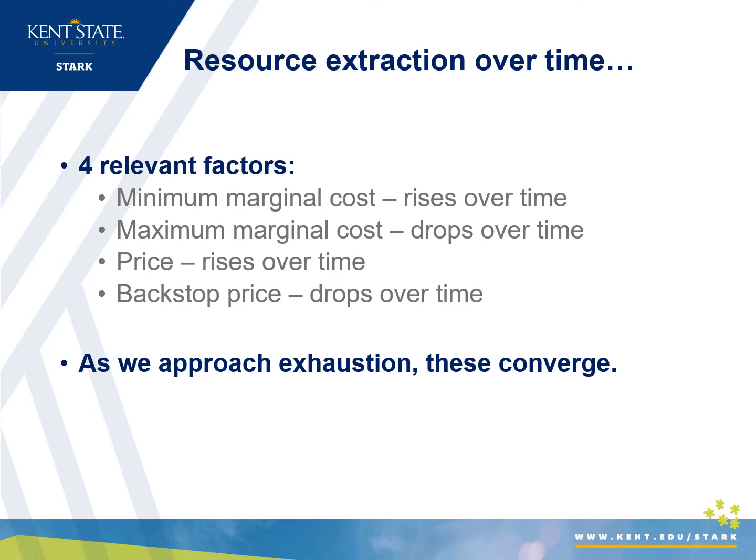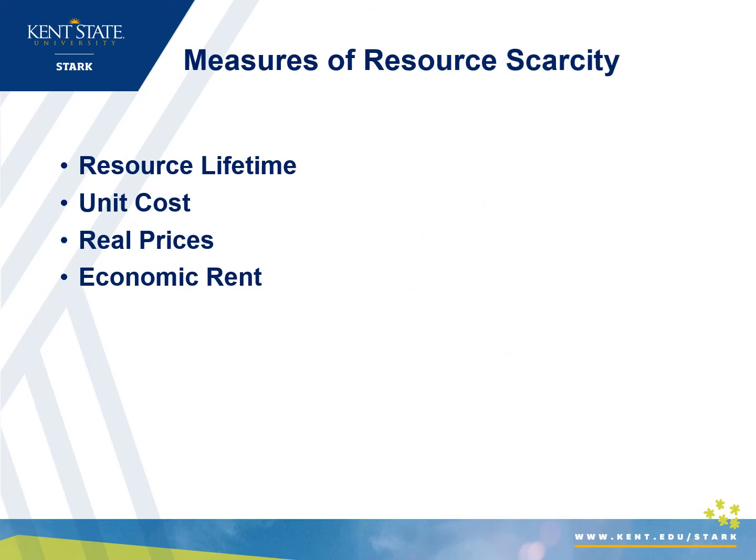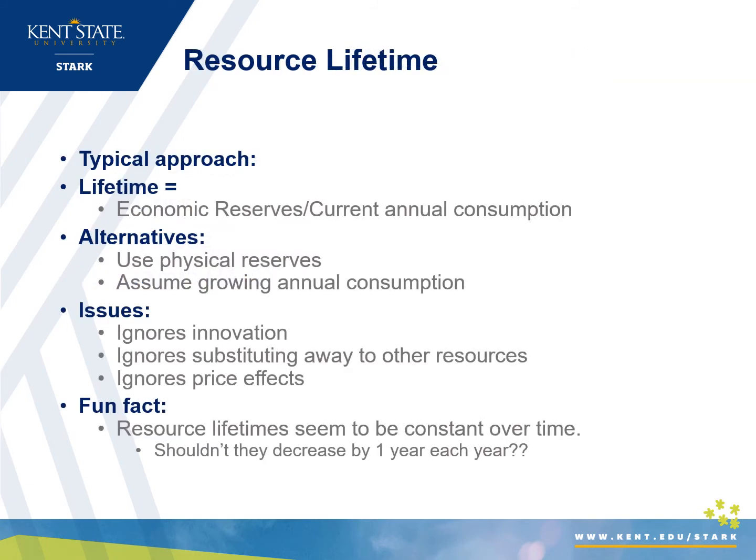So this is kind of a fact that some people may try to use in order to figure out whether we are exhausting a resource or not. Different ways we can measure resource scarcity to get at this question of how close are we to exhaustion. So there are four different ways that we can use this. Each of them has its own strengths and weaknesses. There's the resource lifetime, which I think is probably in the popular press the most common that you would find. We have the unit cost, real prices, and also economic rents. Okay. So let's go through each of these in turn.